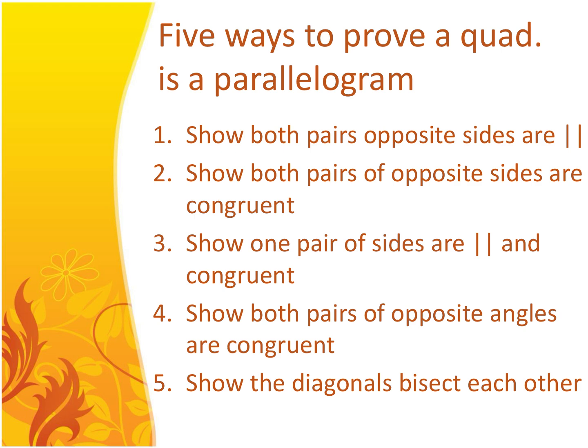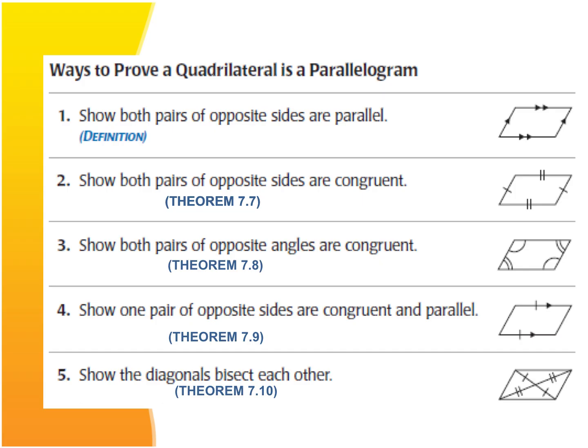Show that both pairs of opposite sides are congruent. Show that one pair of sides are parallel and congruent. Show that both pairs of opposite angles are congruent, and show the diagonals bisect each other. So this is them in words. I understand that some of us are more visual, so if you go to the next slide, it gives you the diagrams.